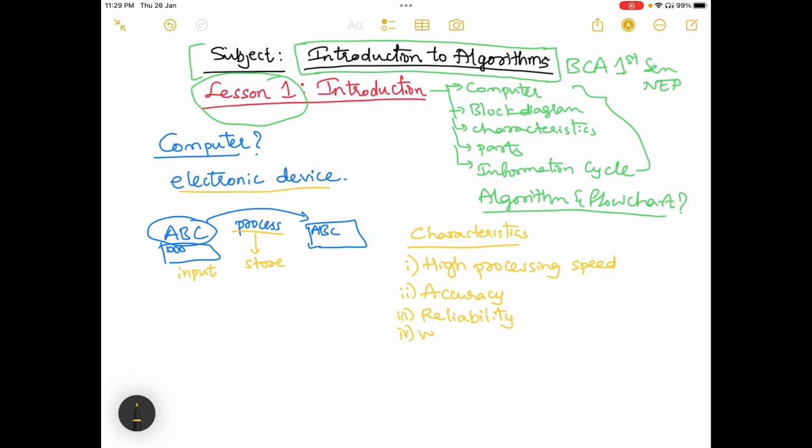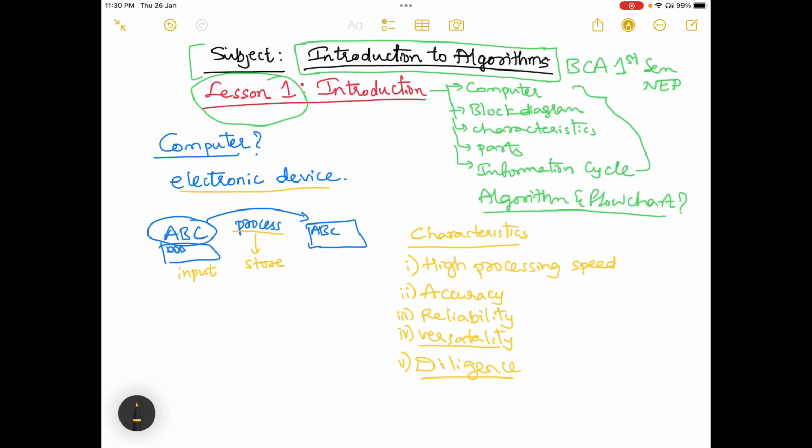Then the fourth one is versatility. So versatility, we are using the computer system in every field. If you go to the medicine field, if you go to the agricultural field, everywhere everything is getting computerized. So that is the versatile nature of the computer. Then the last one is diligence.